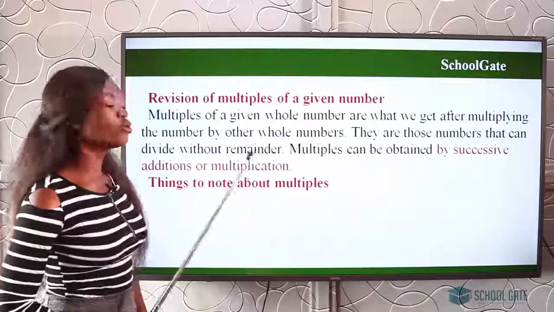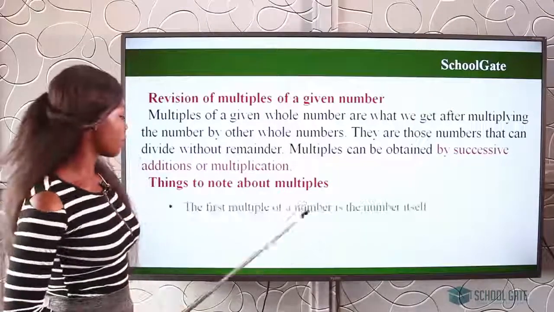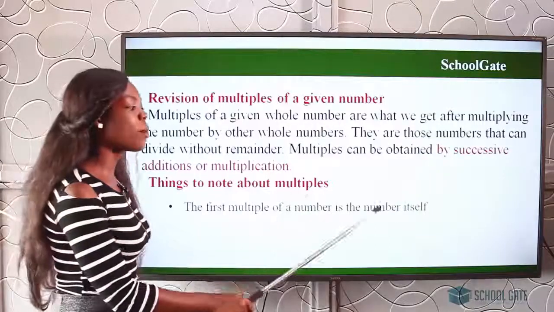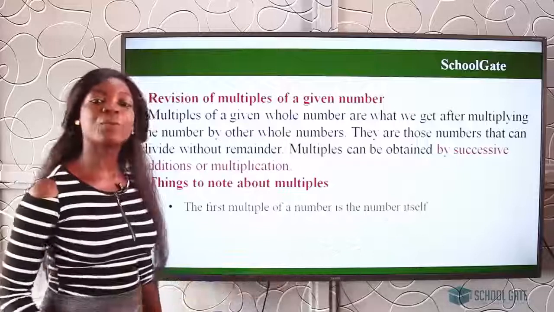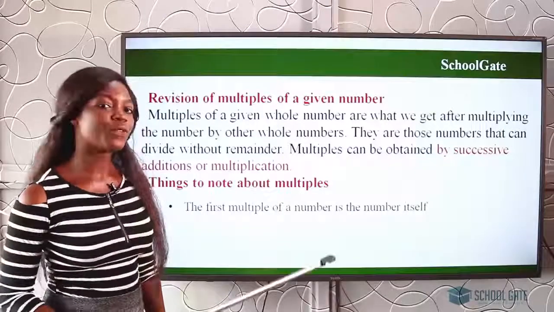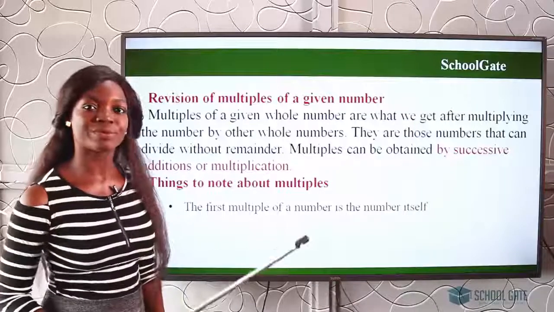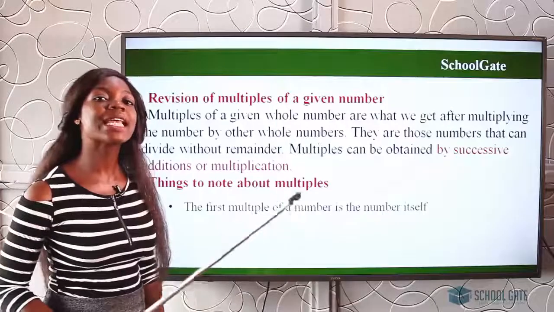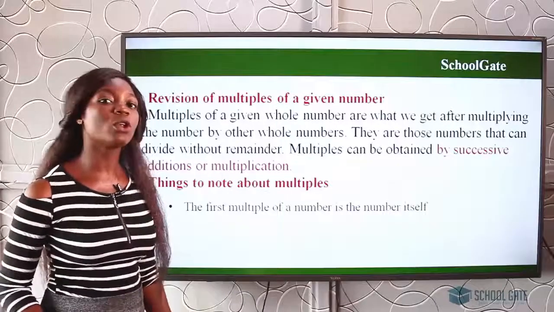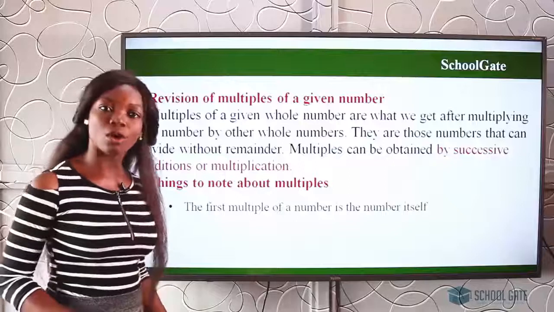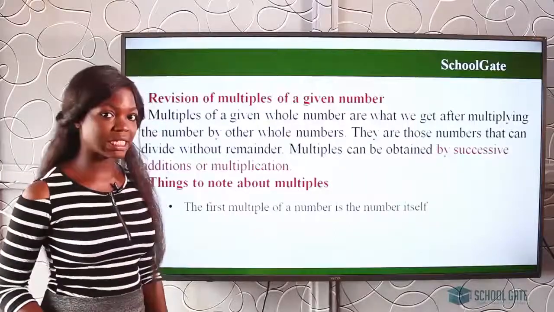So I want us to note a few things about multiples. The first thing you need to note is that the first multiple of a number is the number itself. For example, when you're told to find the multiples of 2, if you want to start, you say 2. Find the multiples of 4, you start with 4. Are we getting it, kids?